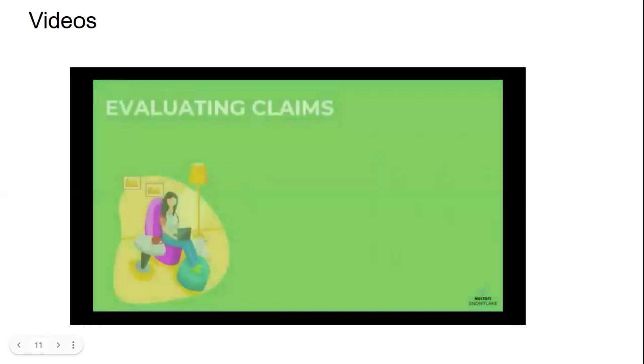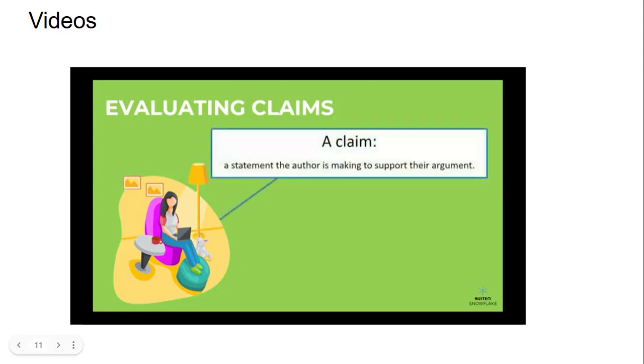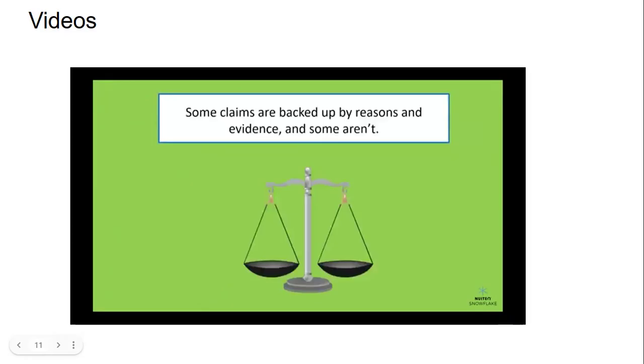Now that we know what the argument is, we need to evaluate the claims the author is making to support their argument. A claim is simply a statement the author is making to support their argument. But not all claims are created equal. Some claims are backed up by reasons and evidence, and some aren't. So, how do we tell the difference?